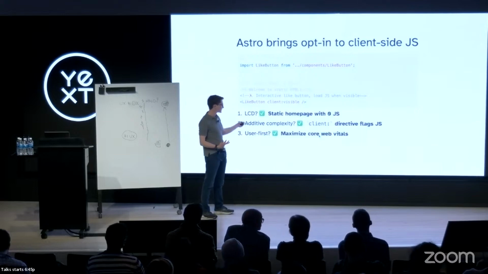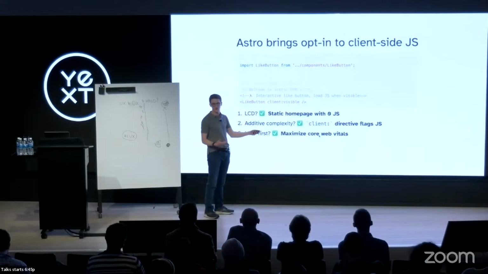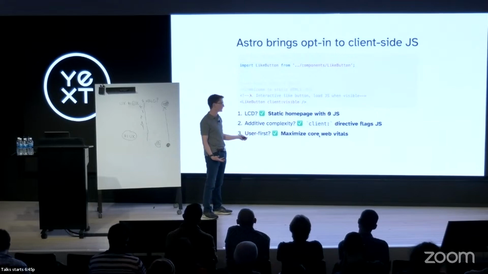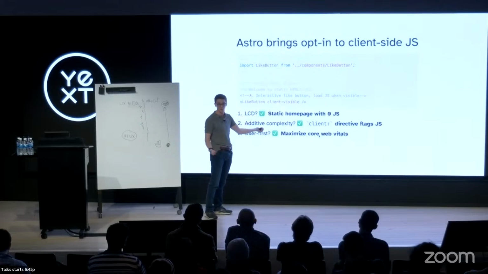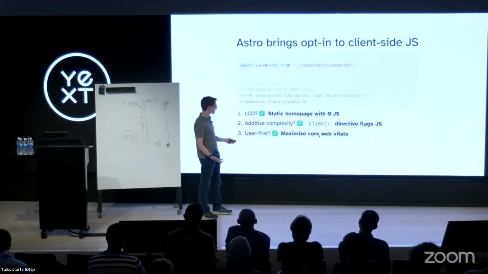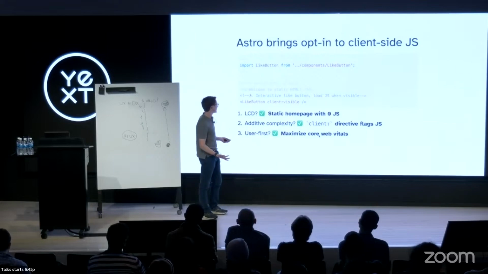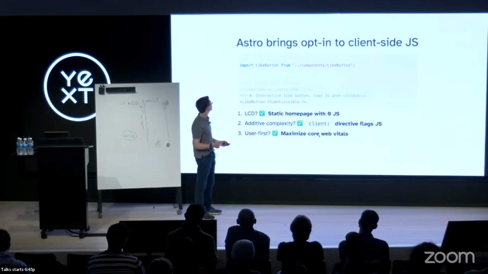And of course, the lowest denominator there is you're building that home page with no JavaScript, and we're trying to make sure that's as performant as possible. And it is additive with what we're trying to do. It's a client directive. It's clear what it's trying to do. And you even have flexibility of when the JavaScript ships. Here I'm saying when it's visible. And it is user first. Core web vitals matter. Low-powered devices are important. So offloading all that work to the server, if we can, is definitely a win.